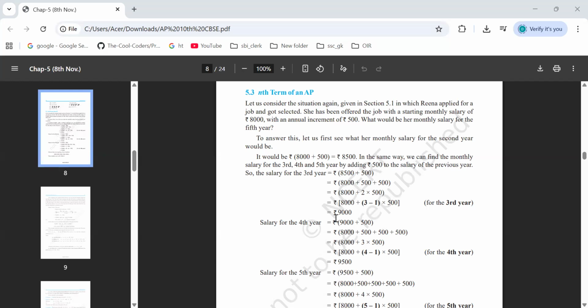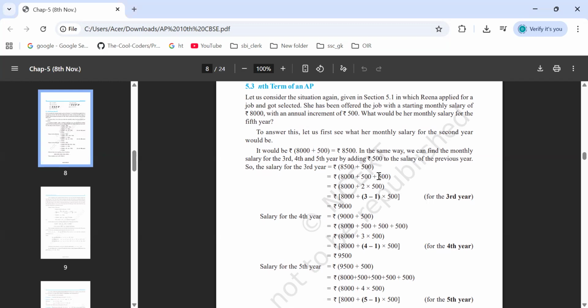Good afternoon, everyone. Today, we will learn about the nth term of an AP. You should recall the example that we considered in section 5.1, in which Reena applied for a job and she got a job for rupees 8,000 with a yearly increment of 500. Now let us see how we can find her salary after the fifth year.